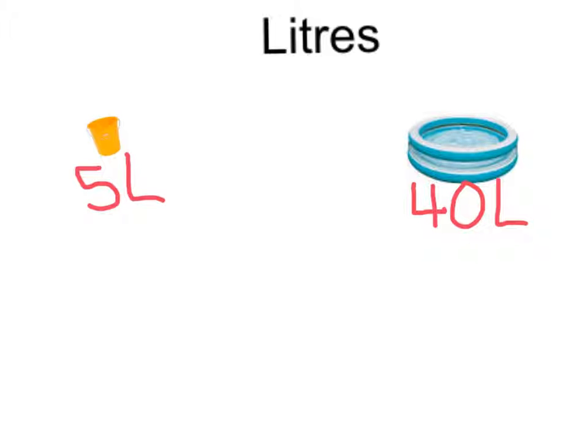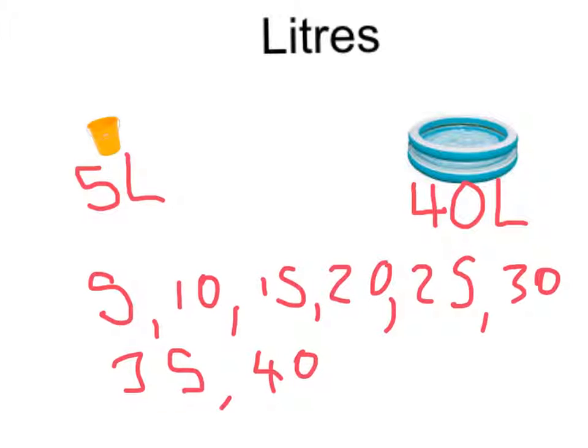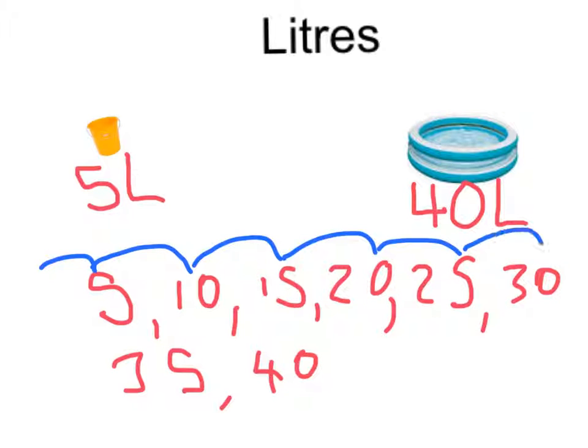So here we have 5, 10, 15, 20, 25, 30, 35, 40. Now how many jumps did I make? 1, 2, 3, 4, 5, 6, 7, 8.